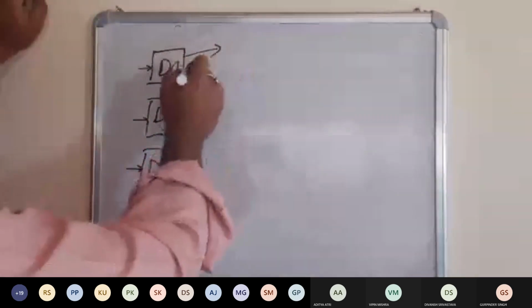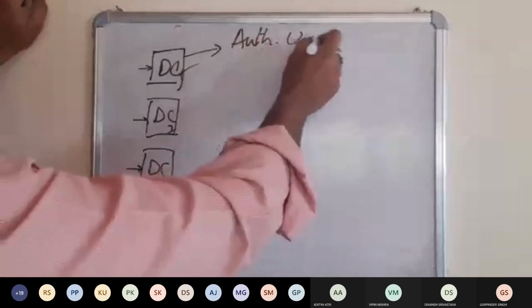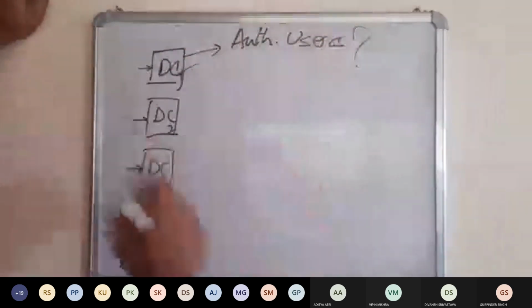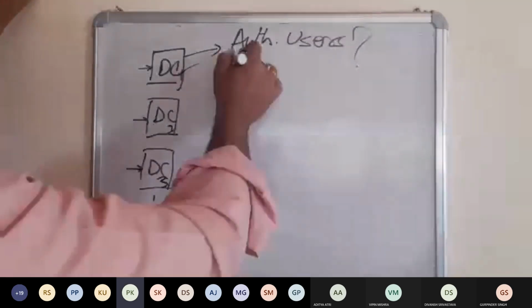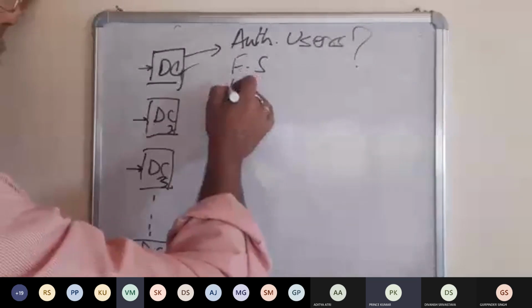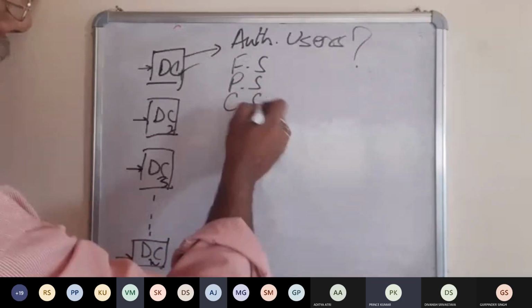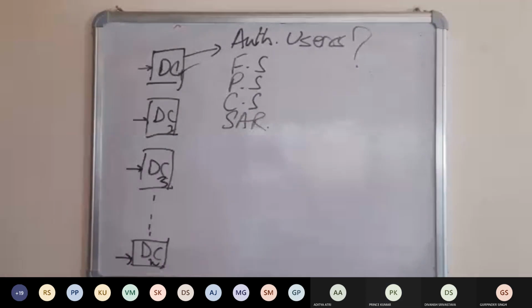So for each country, can you name the authorized users again for me? Who are the authorized users? Flag state, port state, coastal state, search and rescue. Okay.